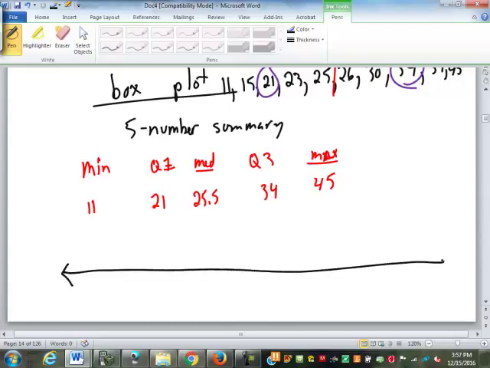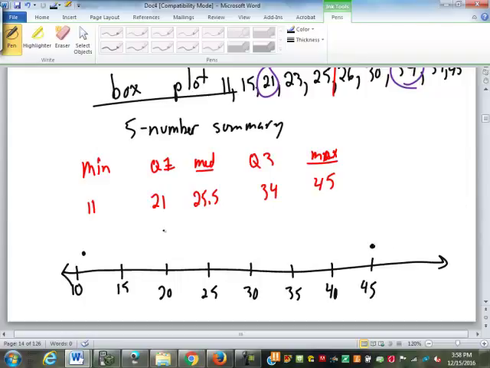To make the box plot, we make a number line. So we have to go from the minimum up to the max. So we got to start at 10. 11 at least, 15, 20, 25, 30, 35, 40, 45. So we got the full range of the data. The minimum's at 11, so I'm going to put a dot for the minimum. Maximum is 45, I'm going to put a dot for the maximum.